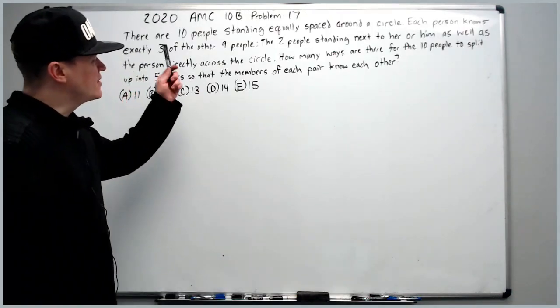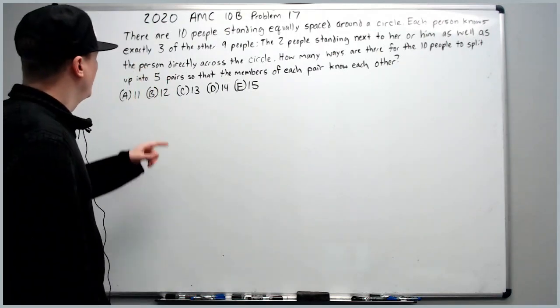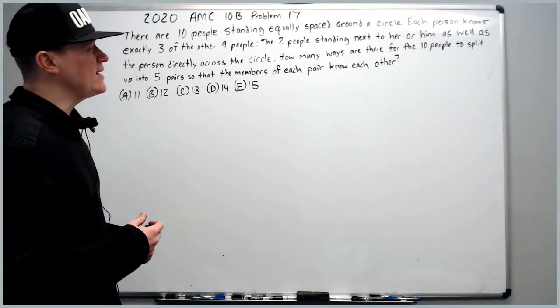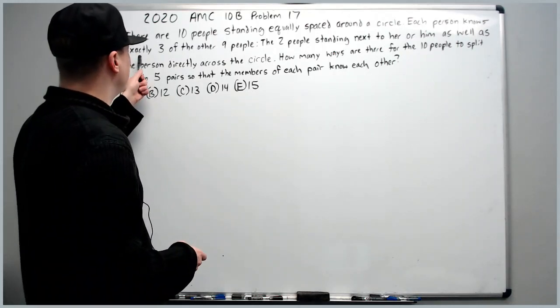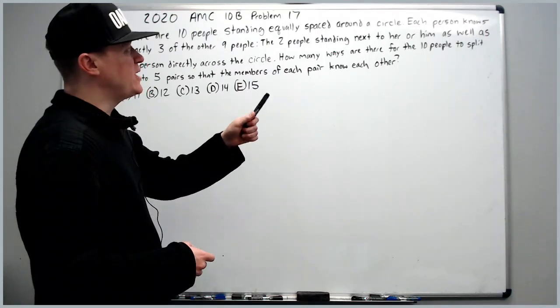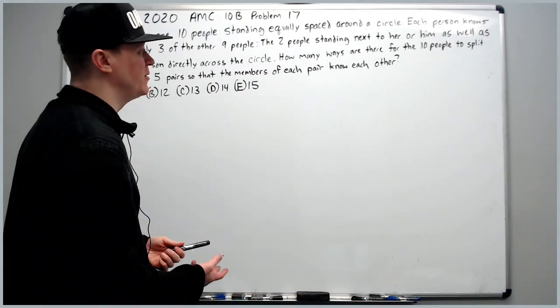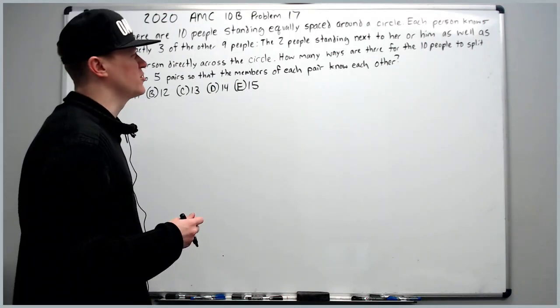All right, and this is the 2020 10B problem 17. There are 10 people standing equally spaced around a circle. Each person knows exactly 3 of the other 9 people: the 2 people standing next to her or him, as well as the person directly across the circle.